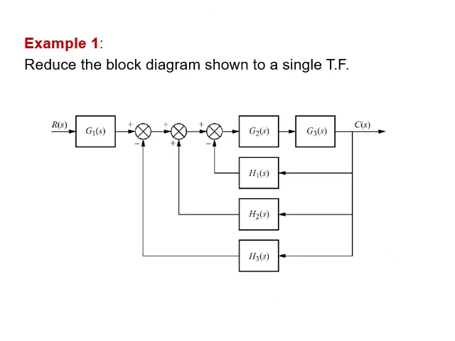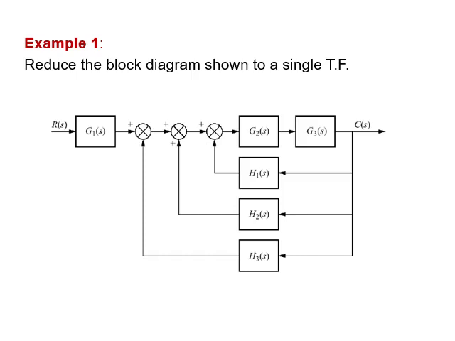Let us look at this example to see what we mean by moving the blocks or finding the cascade or parallel or whatever. Here he's saying reduce the block diagram shown to a single transfer function. So out of all this, I will get one transfer function.